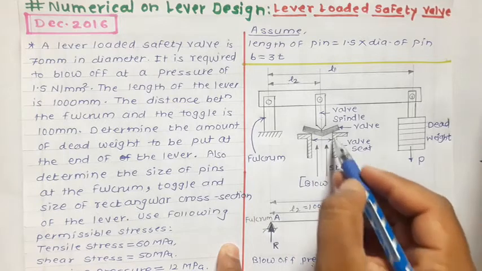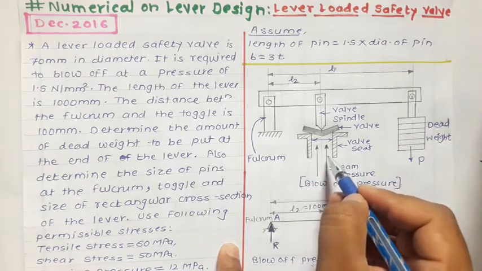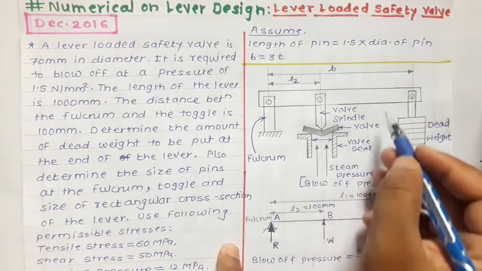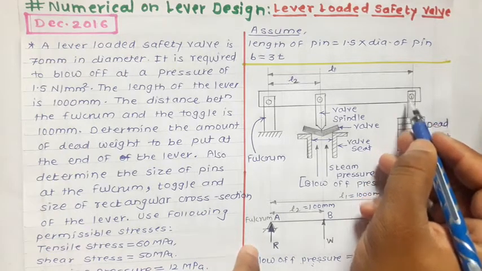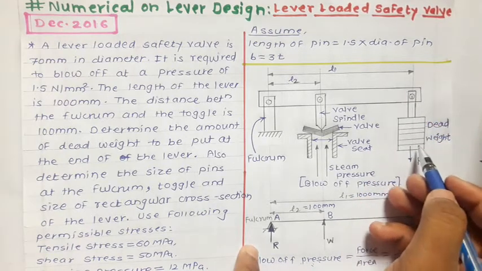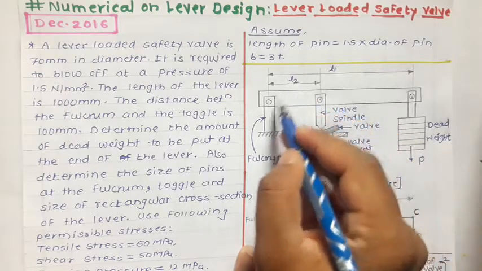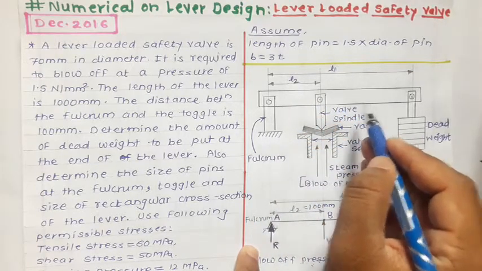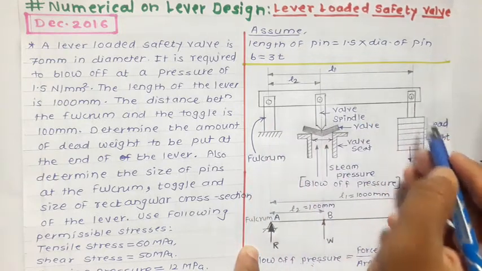This valve seat is connected with the boiler, along with the valve body. This is the end of this lever, and at the end of this lever we have attached the dead weight, which causes the force in vertical downward direction. Basically this lever loaded safety valve consists of these three pins: pin at the fulcrum, pin at the valve spindle, and pin at the dead weight.